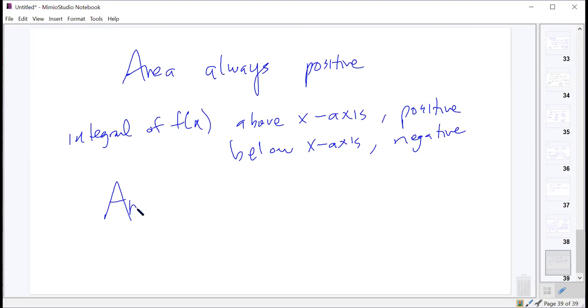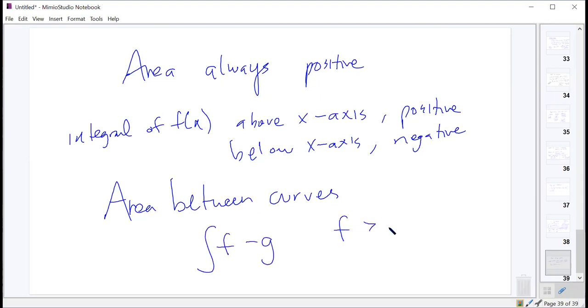Finding area between curves should be easy enough, right? You just integrate f minus g if f is greater than g on your interval. If g is greater than f, you do g minus f. If it switches between them, then split into two different integrals. If f is above from a to b and g is above from b to c, then do the integral from a to b of f minus g plus the integral from b to c of g minus f. That should be pretty straightforward.